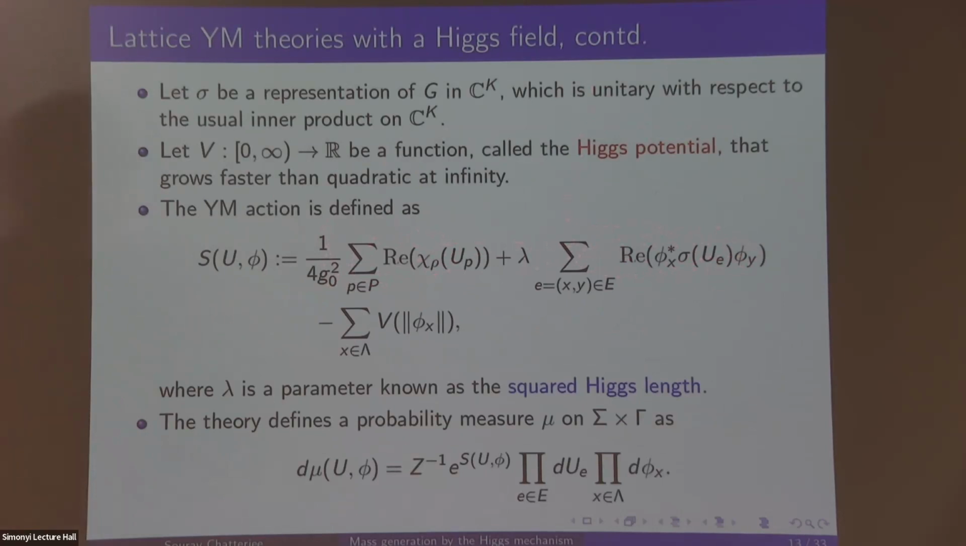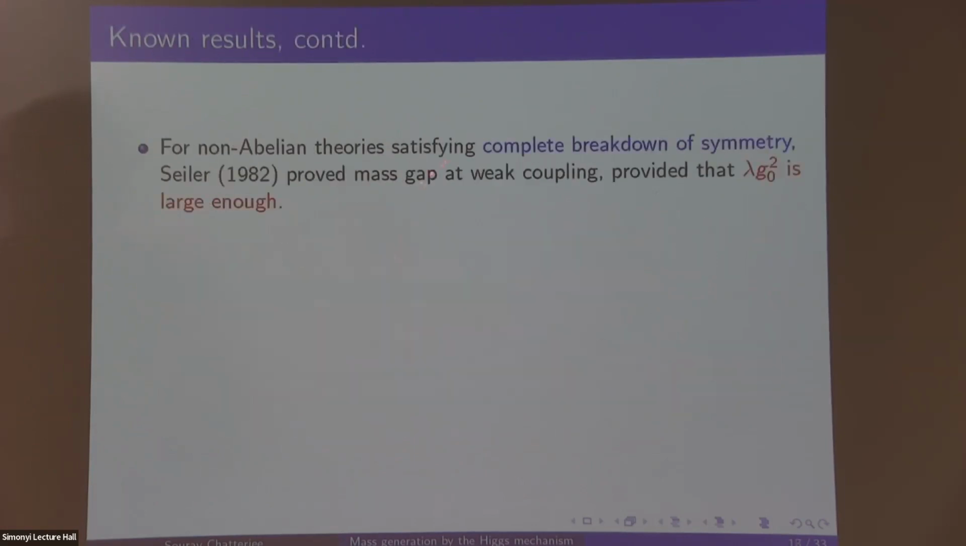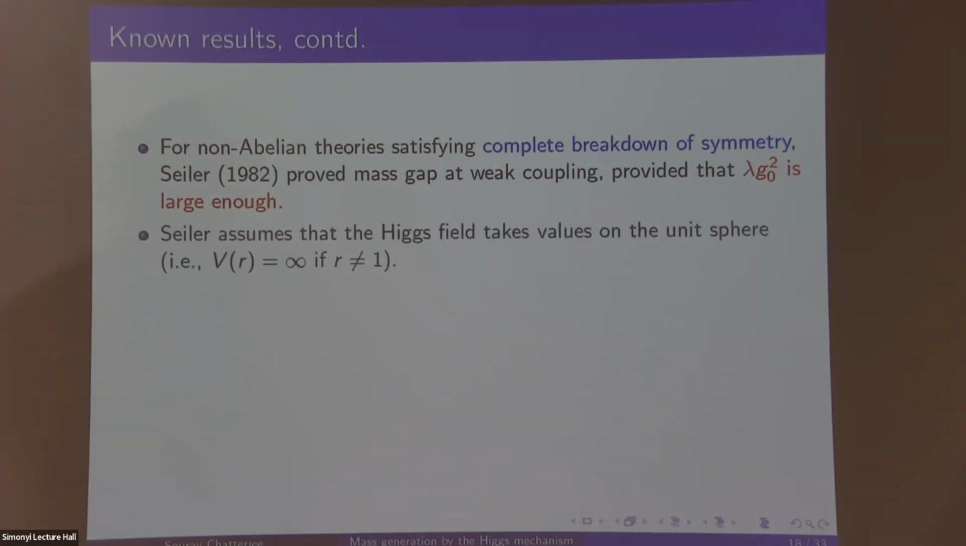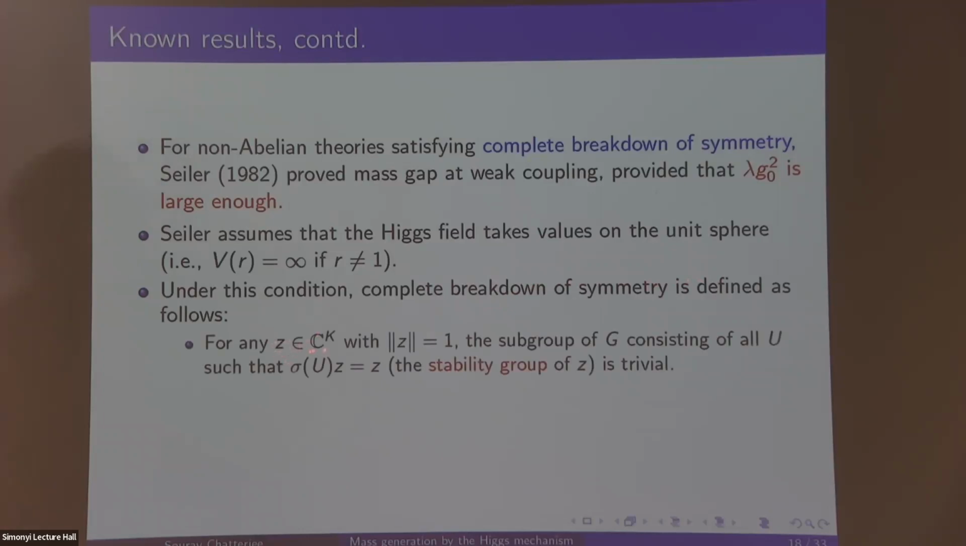So if lambda times G0 squared is large enough, and there is this complete breakdown of symmetry, Seiler proved a mass gap. Seiler assumes that the Higgs field takes values in the unit sphere. So the Higgs potential V(R) is infinity if R is not equal to 1. Under this condition, he defines complete breakdown of symmetry as follows. For any Z with norm 1, the subgroup of G which fixes Z, consisting of all U so that sigma(U)Z equals Z, the stability group, is trivial.